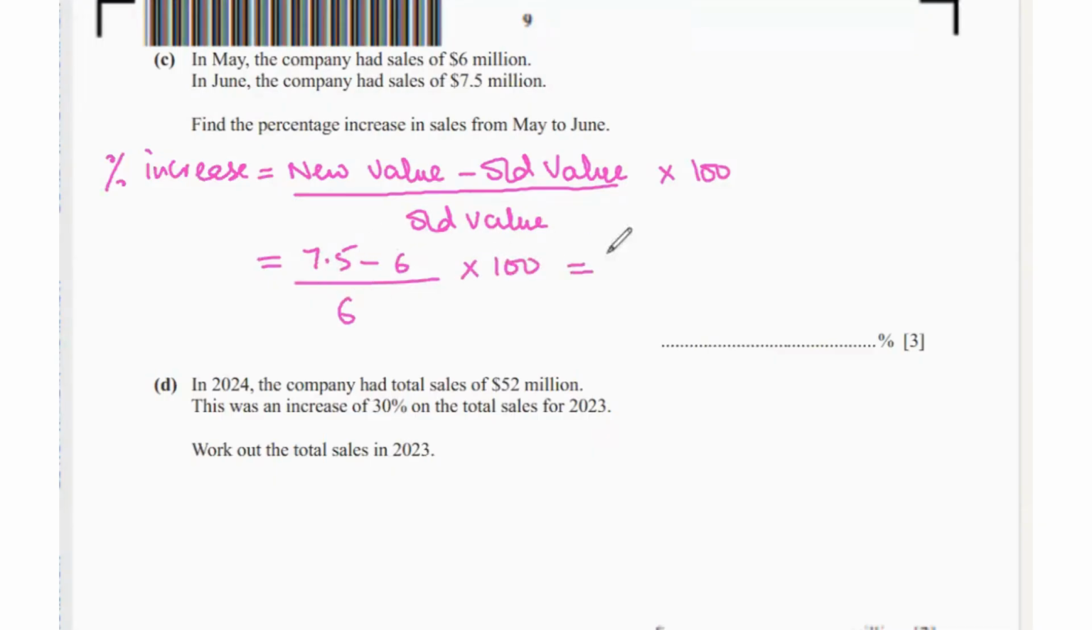Now 7.5 minus 6 is 1.5. 1.5 times 100 over 6 is basically 150 over 6. So that's 50 over 2 if we divide these by 3, and this is 25. So 25% is the percentage increase in sales from May to June.